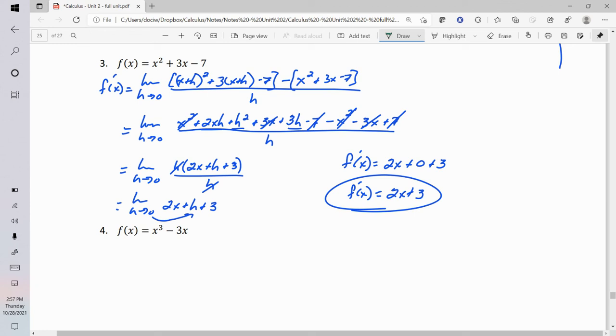So I hope that you tried number 4. And what you'll find is that the derivative, if you did it correctly, the derivative of f of x will give you 3x squared minus 3. Okay, so good luck with finding the derivative using the definition of the derivative.